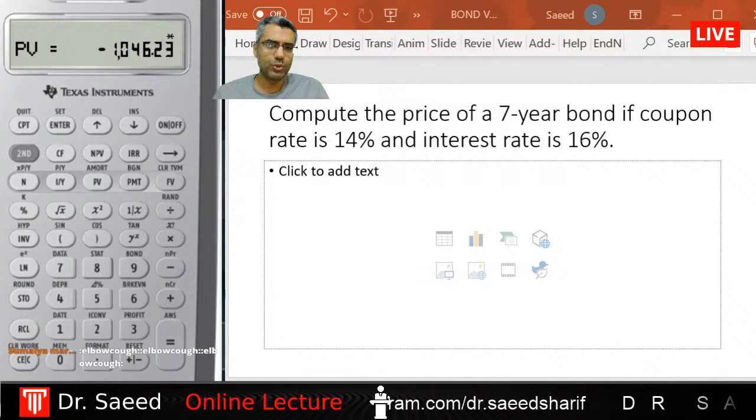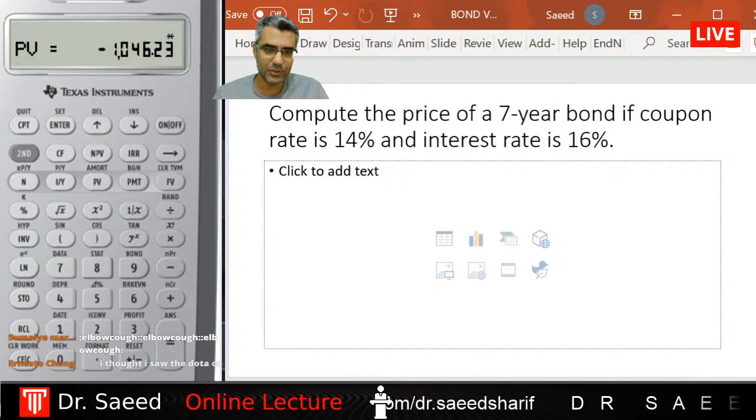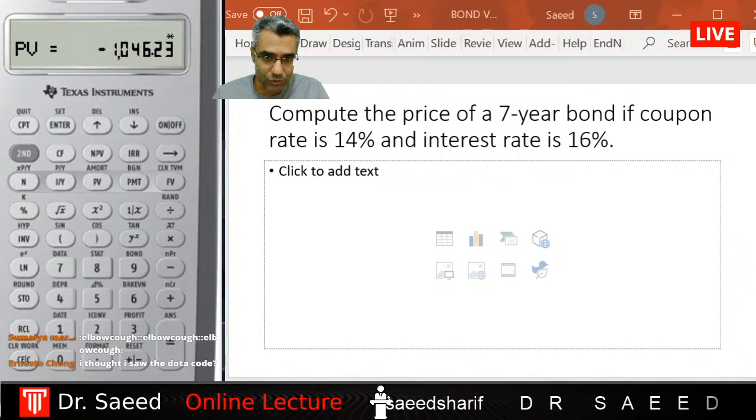I need to put this chat box somewhere else because it's distracting. It is distracting. Where is the chat box?